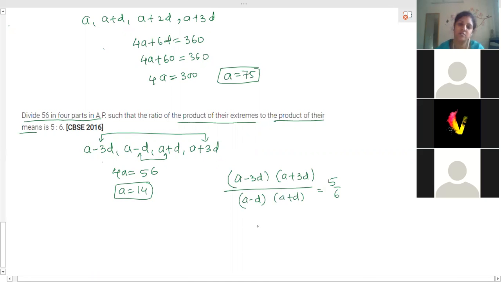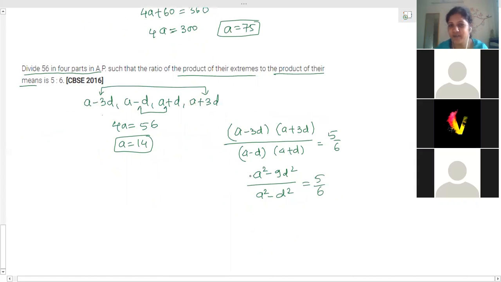Now solve this. A square minus 9D square over A square minus D square is equal to 5/6. You have to cross multiply and simplify. If you do this kind of question in terms of A plus D, A plus 2D and A plus 3D, simplification will be much more complicated. You will get A square D terms, then AD terms, then AD square terms, so that will become much more complicated.